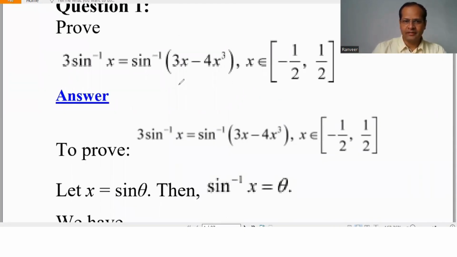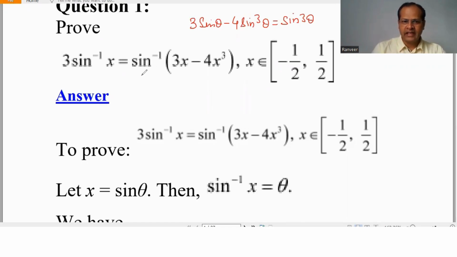proper substitution. Now we know the formula: 3 sine theta minus 4 sine cube theta is nothing but sine of 3 theta. So in inverse trigonometric functions, the basic formulas of trigonometry are very, very important, like sine 3 theta, cos 3 theta, tan 3 theta. These values you have to remember.